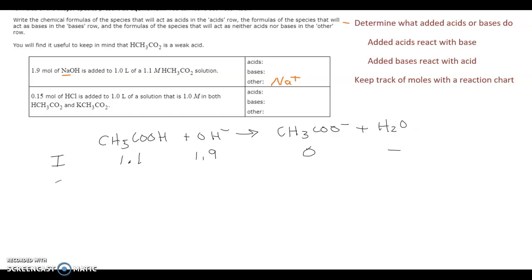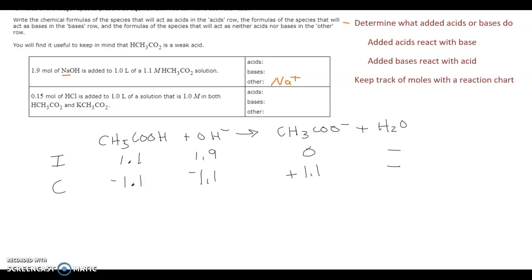For the change part of our sort of ice chart or reaction table, we're going to subtract off the limiting reagent. So in this case, the CH3COOH is our limiting reagent because it has fewer moles than the OH. So we'll do minus 1.1, minus 1.1, plus 1.1, and we still don't care about water.